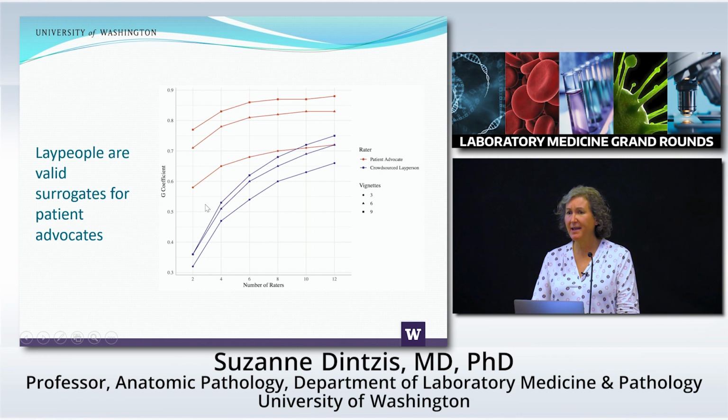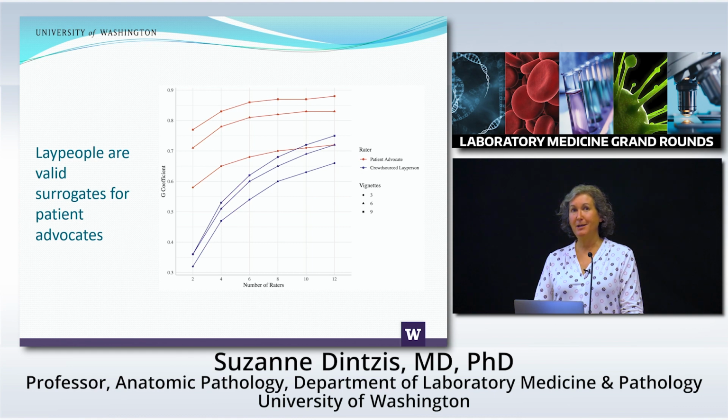This is the raw data. The blue lines are the crowdsourced lay people. The red lines are your patient advocates. The x-axis is the number of raters who saw the cases, and the different lines are the number of vignettes that the raters saw.